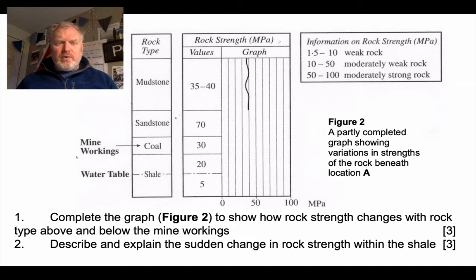The first question actually relates to figure 2. So figure 1 shows us a cross section through an area. We'll talk about that in a moment. Figure 2 here is a graph looking at rock strength measured in megapascals. First question, have a go at completing that graph. Secondly then, can we try and explain what's going on within the shale? Fairly straightforward questions.